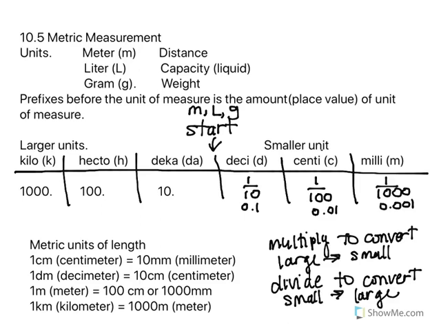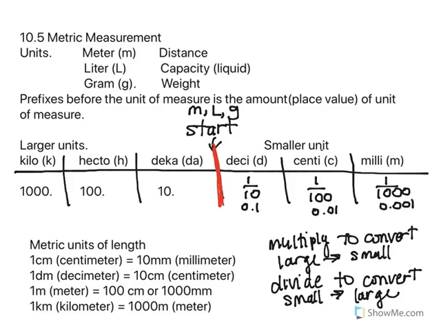So if I'm starting at 1 meter, 1 liter, 1 gram, I'm starting at this area right here. This is my starting point, if I just have 1 meter, 1 liter, 1 gram. For all my other units of measure, I'm either going 10 times more or I'm going 10 times less.